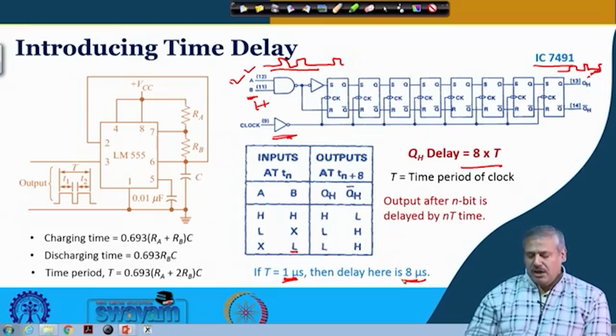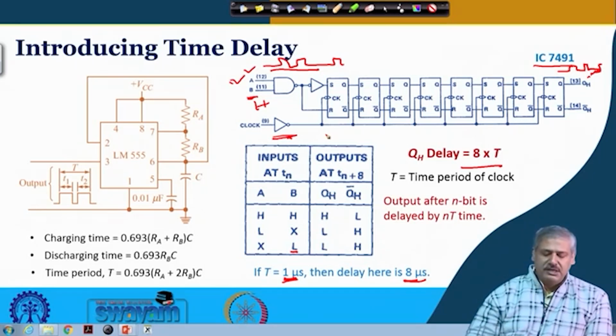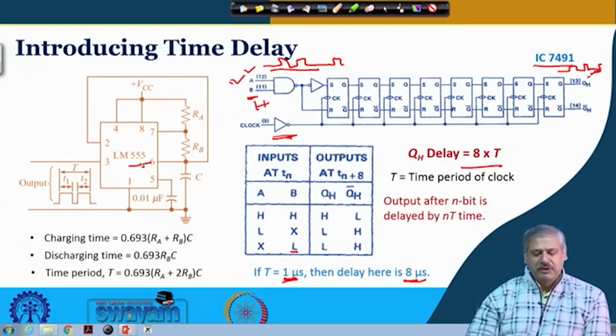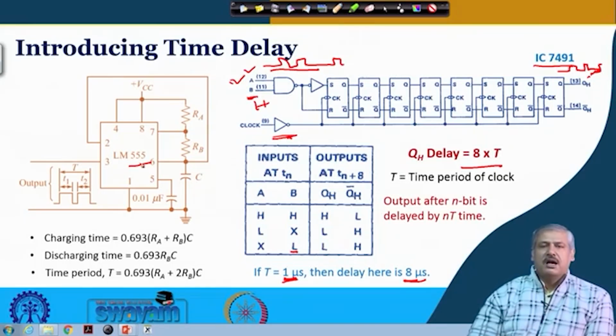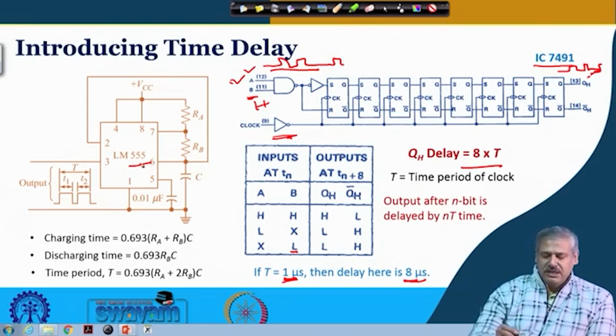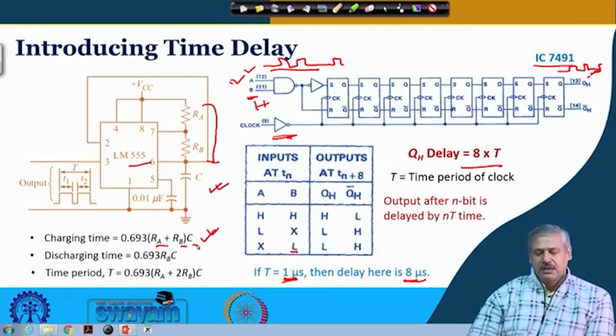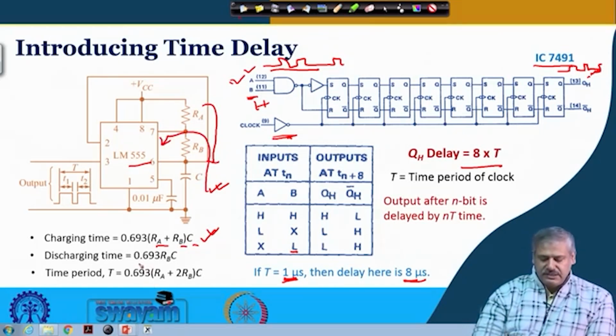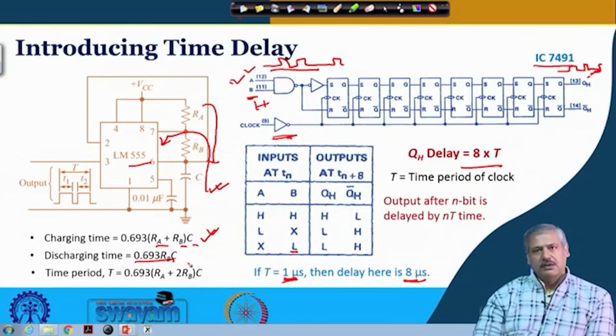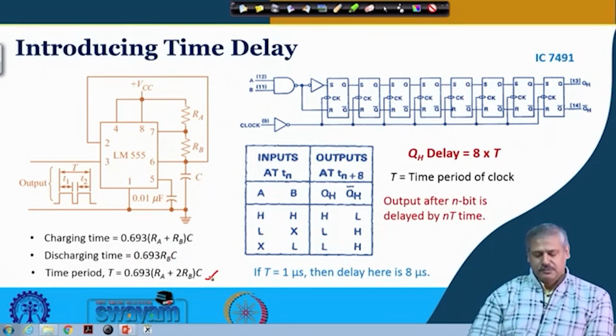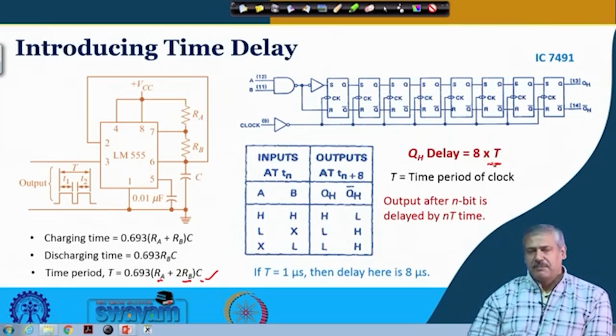Is it clear? So, how can you have a clock generated which is of different time period? One convenient option is using IC 555. The 555 timer is very much used, and this is in astable multivibrator mode, in which through RA and RB the capacitor gets charged, for which the charging time is 0.693 multiplied by RA plus RB, these resistance values, and the capacitance C. And for discharge, the discharging time is 0.693 multiplied by RB into C. So, the total time period is like this. With an appropriate choice of RA, RB and C, you can fix the T value, the time period, and accordingly the delay can be introduced. Clear?